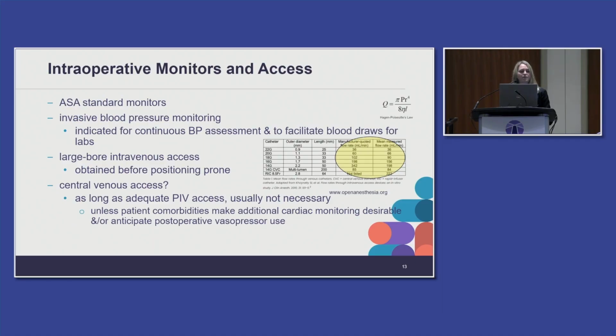Central venous access is not usually indicated as long as you have adequate peripheral IV access, unless there are other special patient considerations, as far as their cardiac morbidities, that would make additional cardiac monitoring desirable, or if you anticipate the need for postoperative vasopressor use.